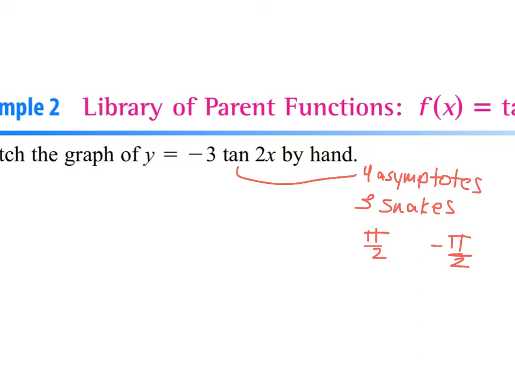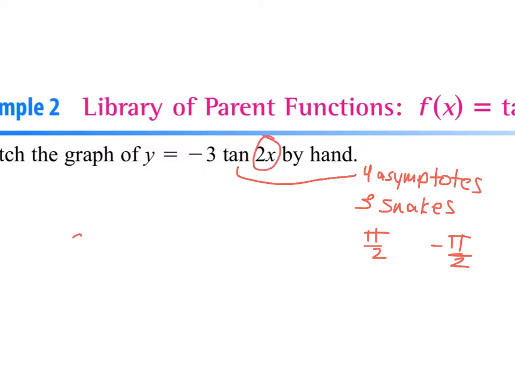All right, what does that negative sign in front of this mean? It's a reflection. So my snakes, when I draw them, would generally go increasing, but since it's a reflection, I would draw them which way? Decreasing. All right, that 3 just tells you that it's skinnier. We don't need to worry about that right now. What I need to worry about is where are my asymptotes?